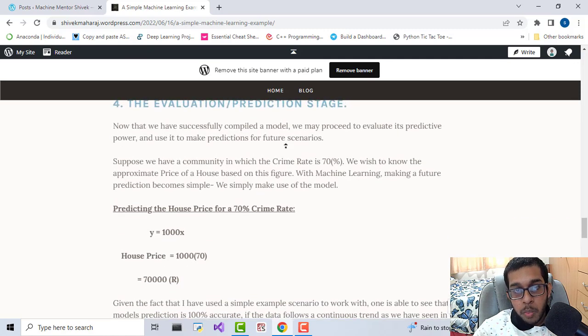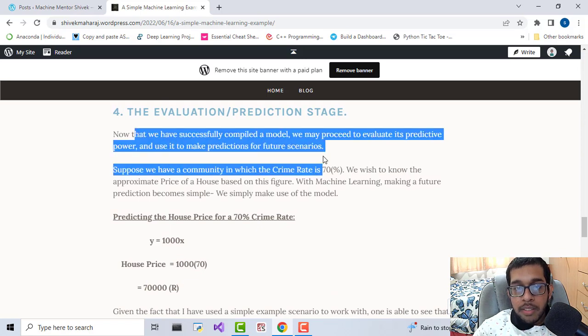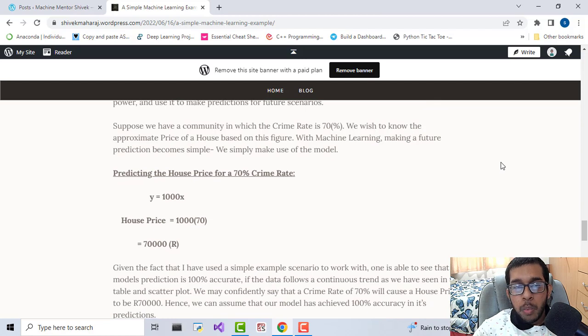Last but not least, we see number 4, the evaluation/prediction stage. Now that we have successfully compiled a model, we may proceed to evaluate its predictive power and use it to make predictions for future scenarios. Suppose we have a community in which the crime rate is 70%. We wish to know the approximate price of a house based on this figure.